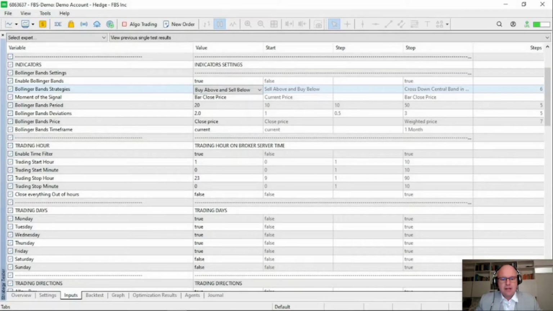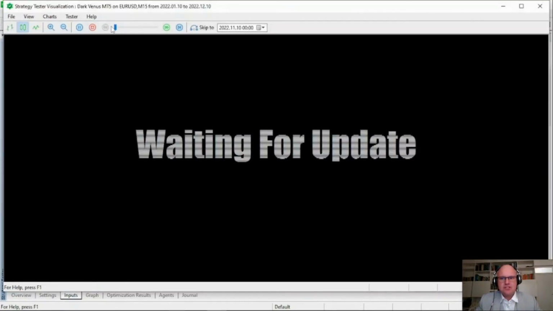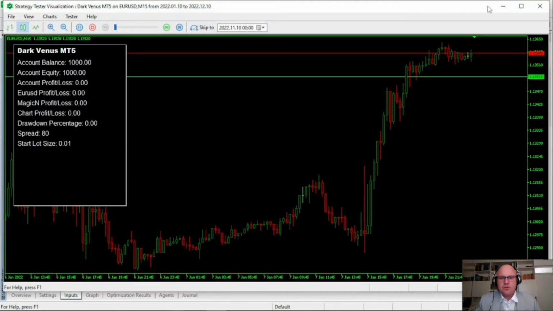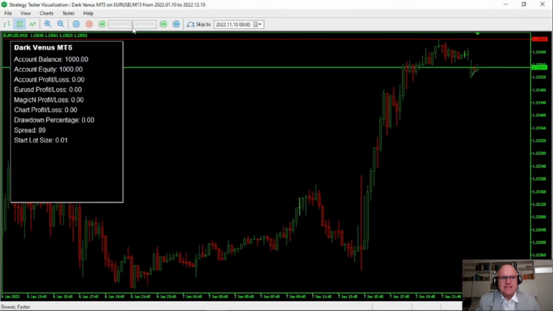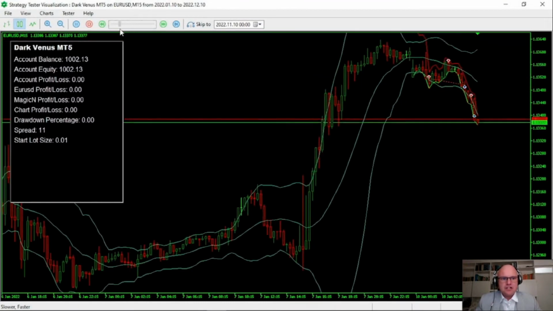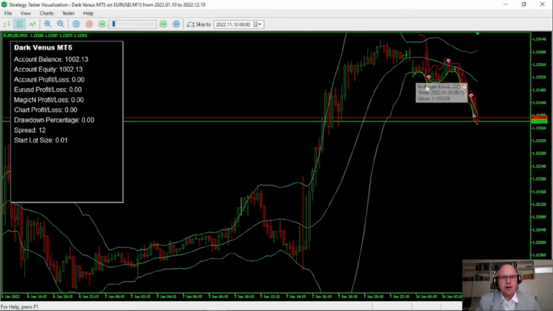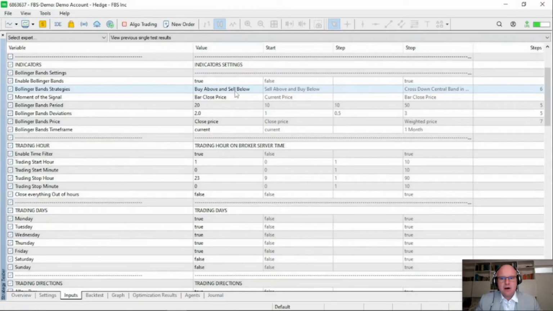And the buy above, sell below, which is the opposite of the strategy, you will see that it will now place an opposite order. So you'll see it will take a sell the moment that the price goes outside of the Bollinger Band and closes. The way to make it so that it would only trade once the bar is closed is the moment of signal strategy.